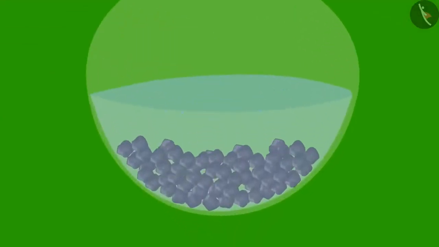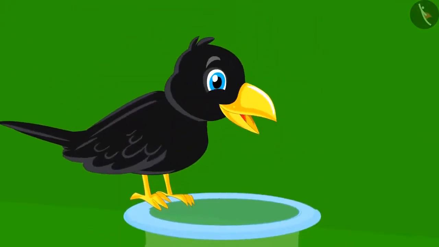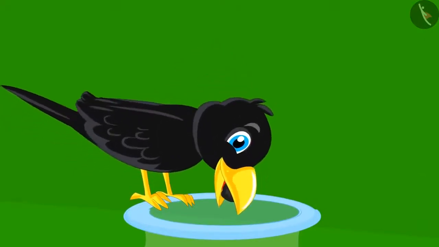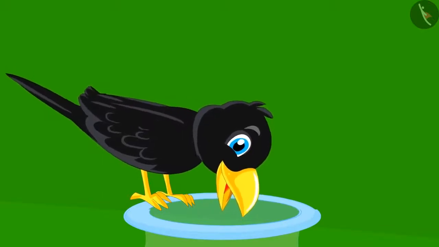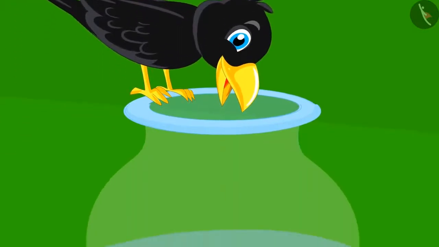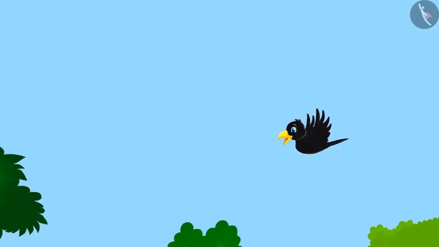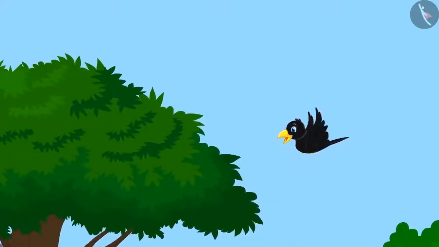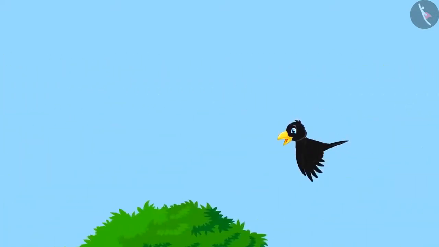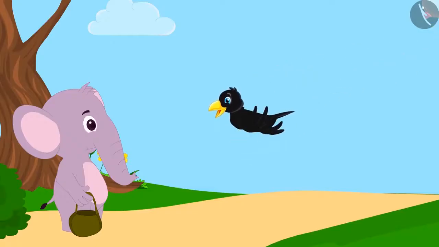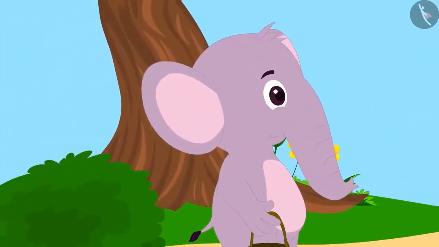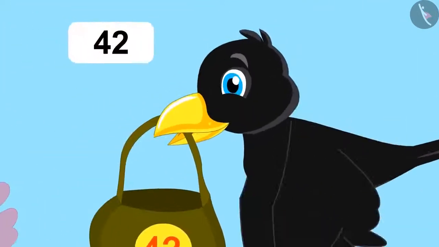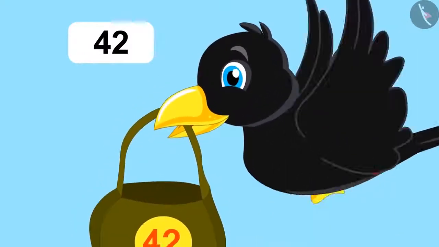The crow put these 36 stones in the pitcher and he was happy to see the water level rising up. He immediately inserted his beak into the pitcher and tried to drink the water, but the water was still very low. The crow left again in search of more stones. This time he went to his friend Appu Elephant. Appu is very strong. He gave altogether 42 stones to the crow.